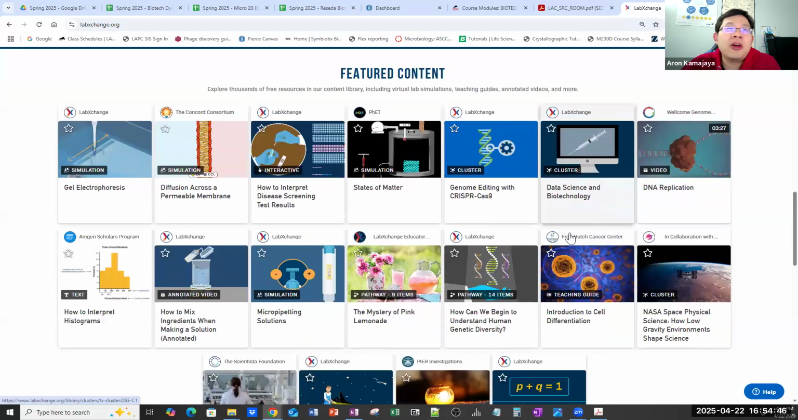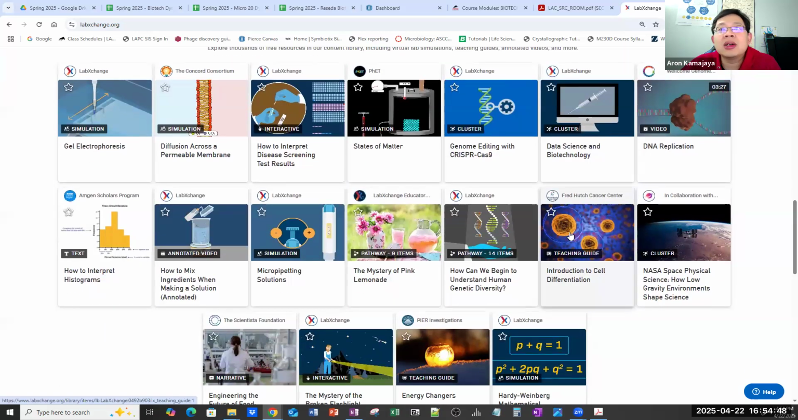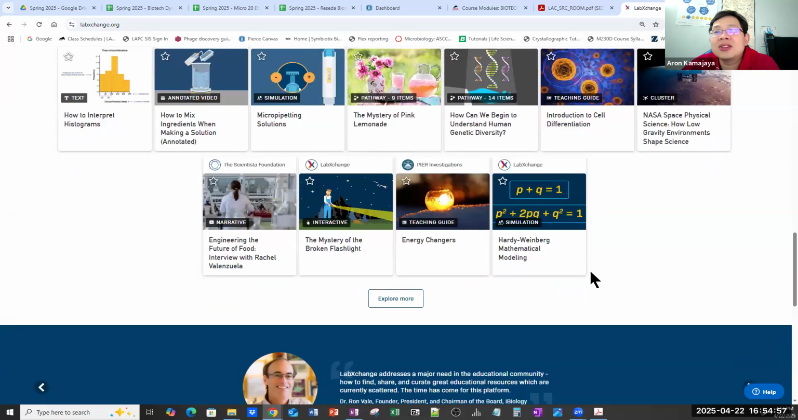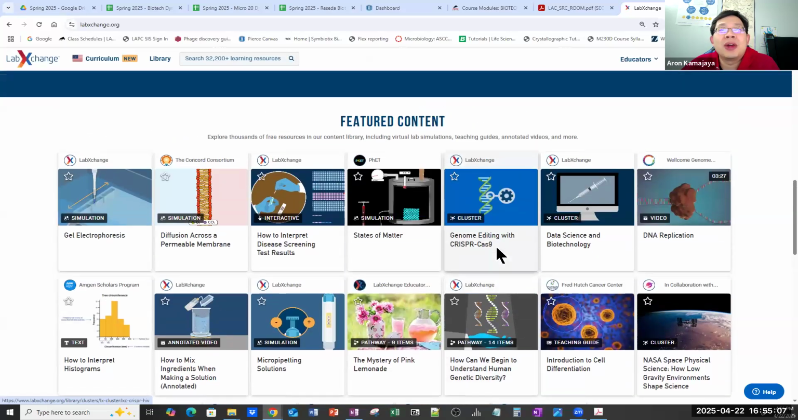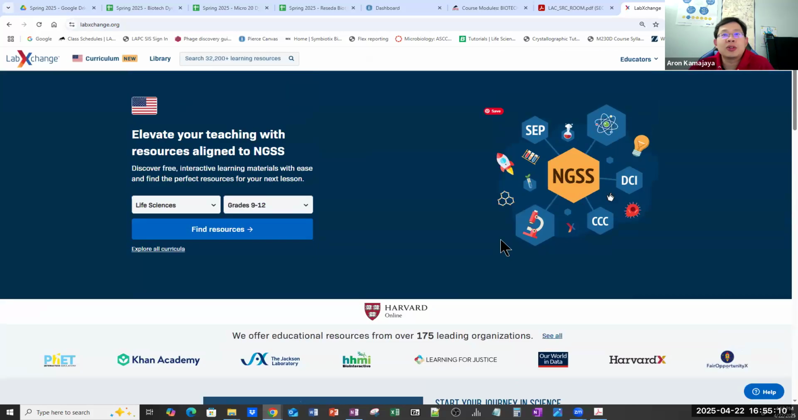But this one has a lot of resources. Now they have gathered a lot more resources that even include career exploration. There's some chemistry, there's some physics now. You see Hardy-Weinberg in biology, energy changes, things like that. So there are a lot more resources now than when they started. This is really, really good.